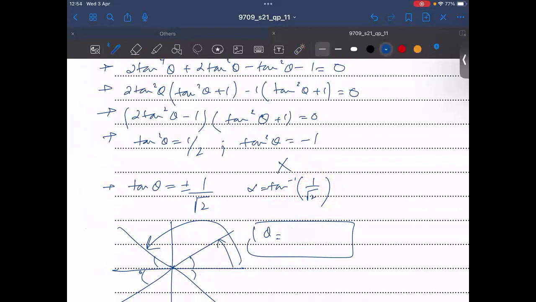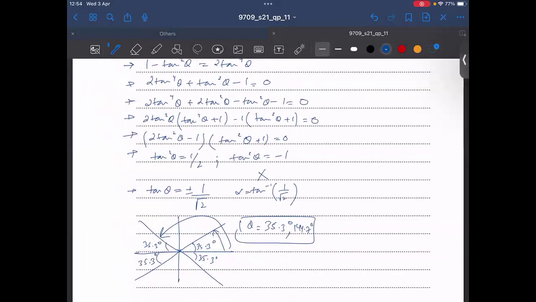35.26. Let's just take 35.3 degrees. The first row is going to be 35.3. The other one is going to be 144.7. Is it clear now? Yes, sir.